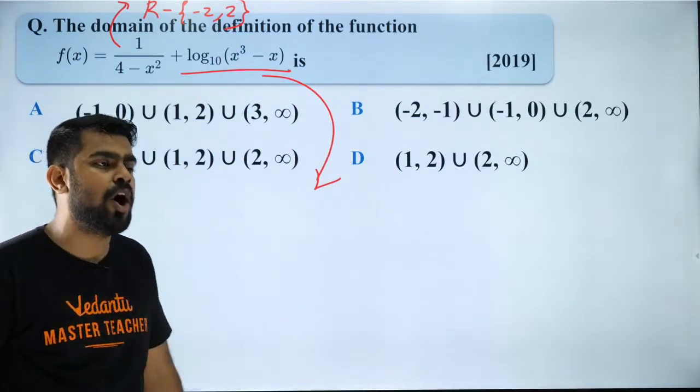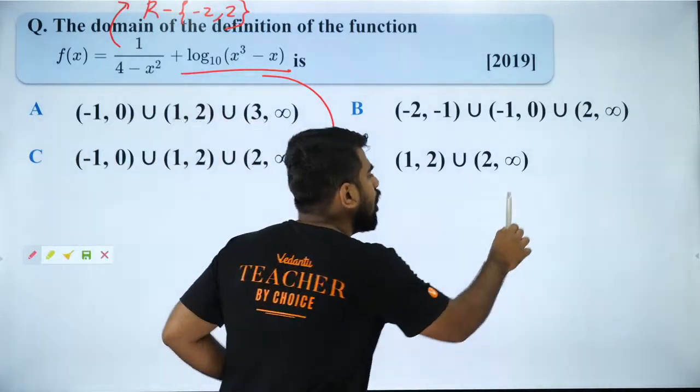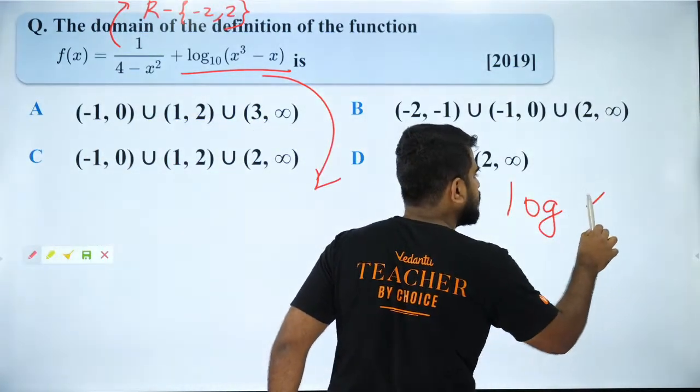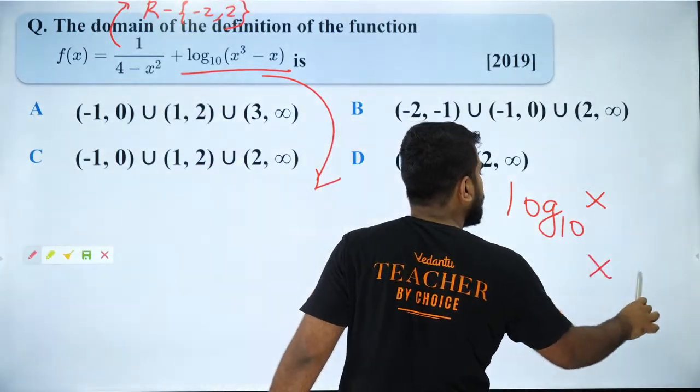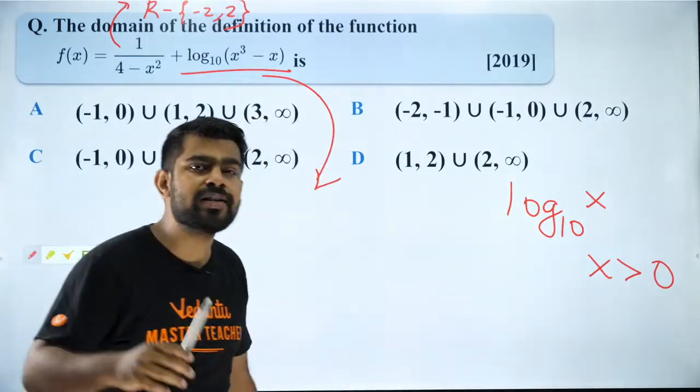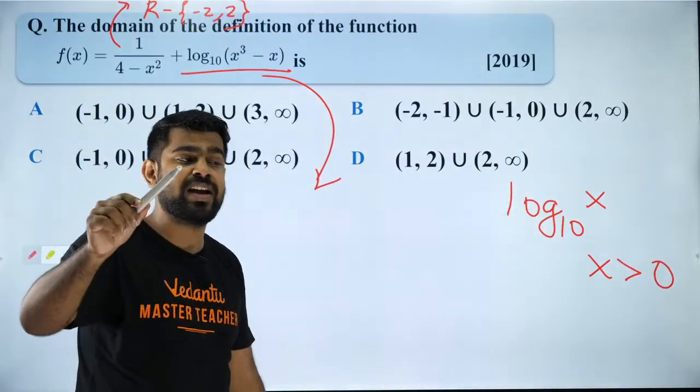Now I will check the domain of the second part. So what is the domain of logarithm? Whenever you have log of something x to the base, let's say 10, the domain is x should be positive, because log is defined only for positive x.